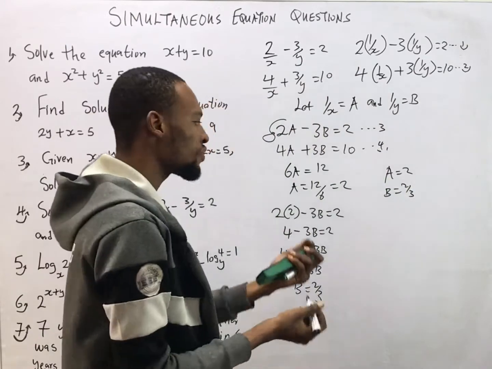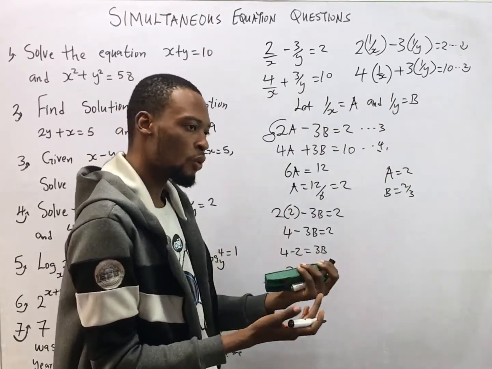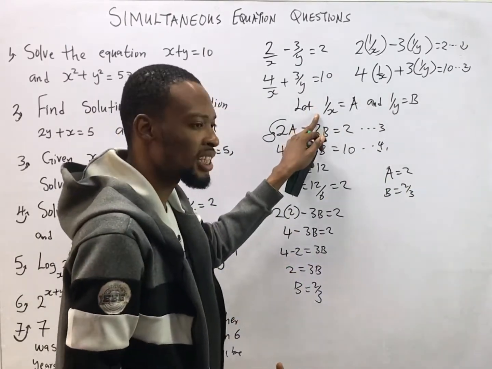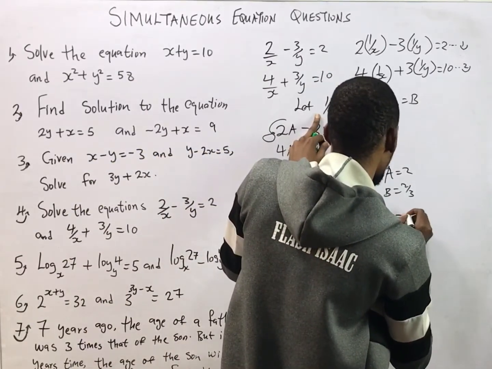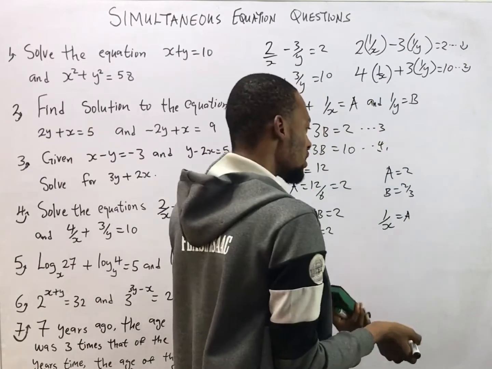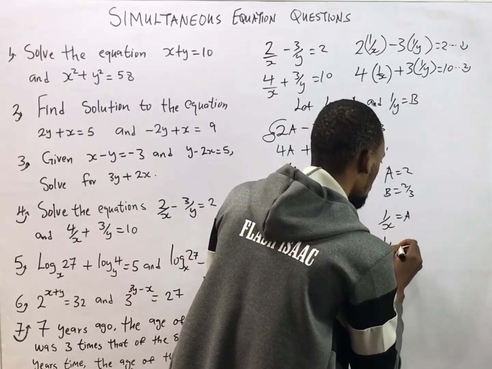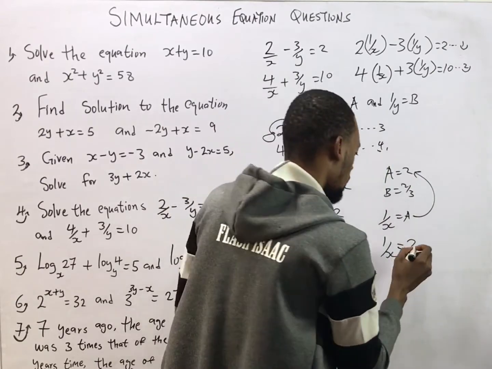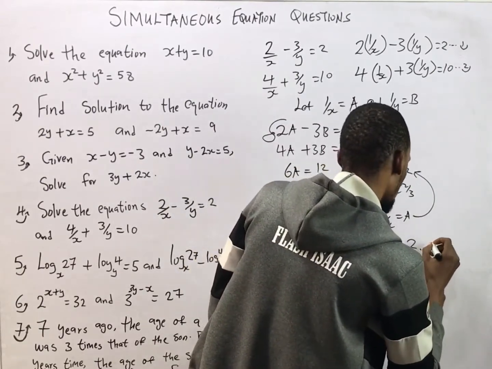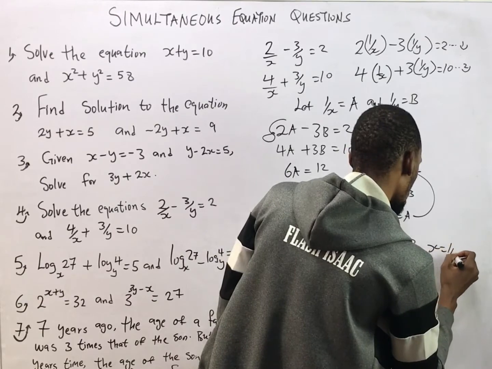But remember that we are not looking for a and b, we are looking for s and y. Look at the relationship we brought out. We said 1 over s is equal to a. This means that 1 over s is equal to 2, since a is 2. Therefore, s will be 1 over 2.